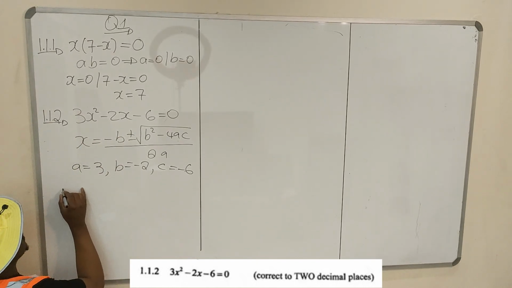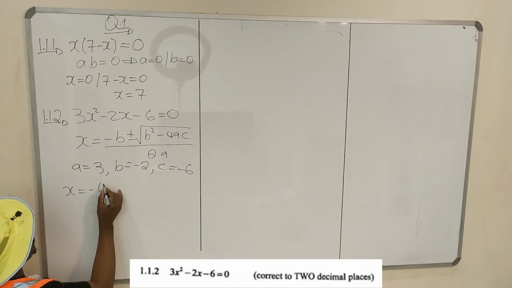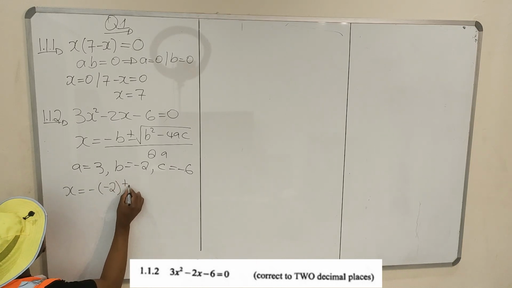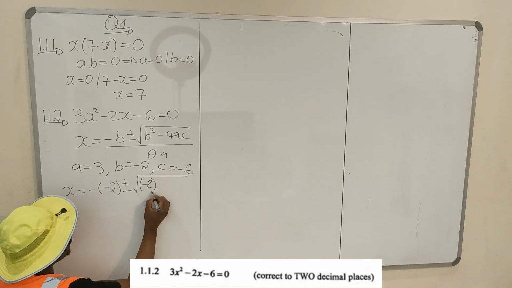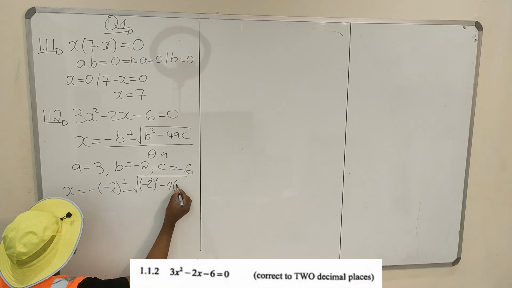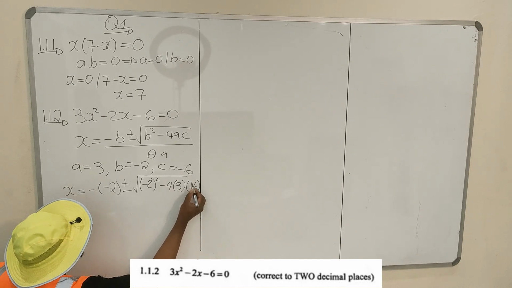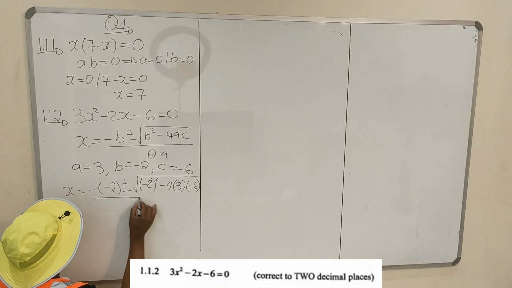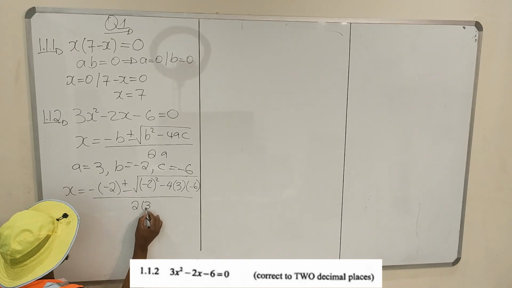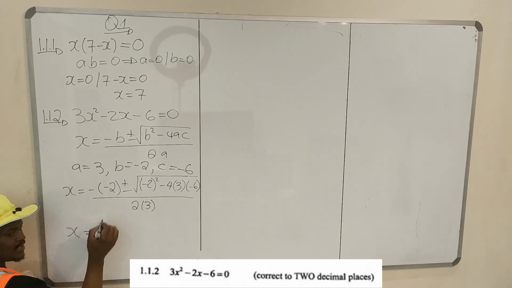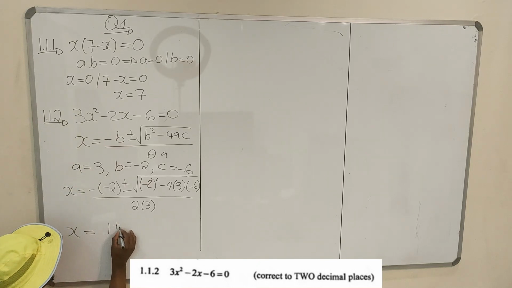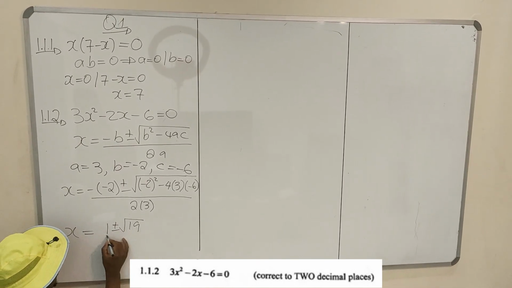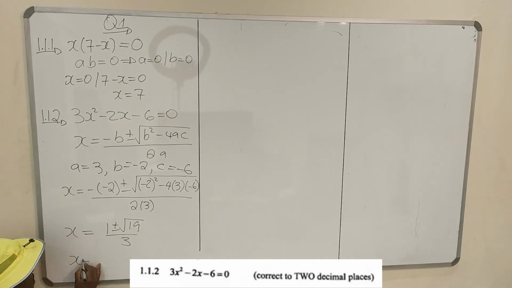So you substitute your a, b, and c into the quadratic formula. You say x is equal to negative b, which is minus 2, plus or minus the square root of negative 2 all squared, minus 4 times a, which is 3, and c, which is minus 6, all divided by 2a. What is a? It's 3. So your x is equal to what? I wanted the surd form first: 1 plus or minus the square root of 19, over 3. So give me the decimals now.